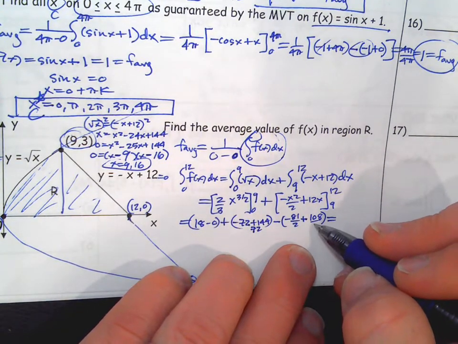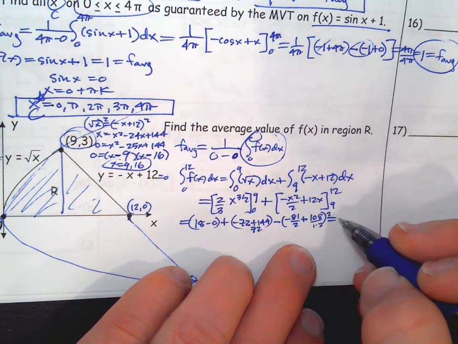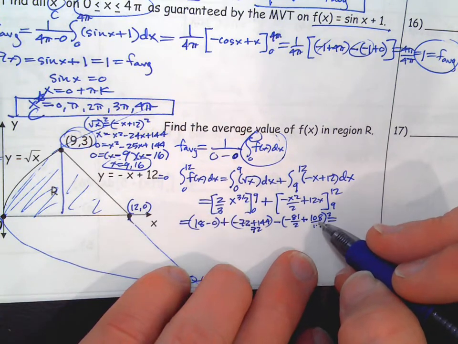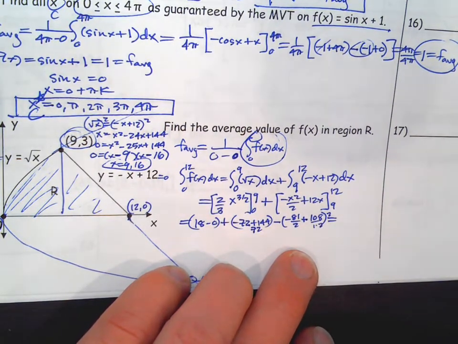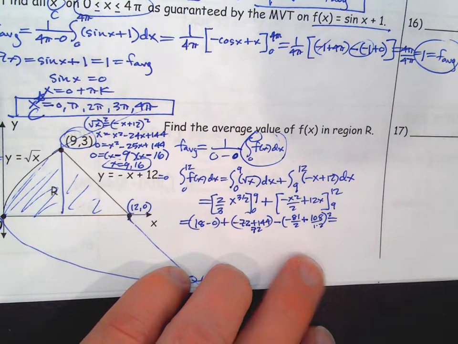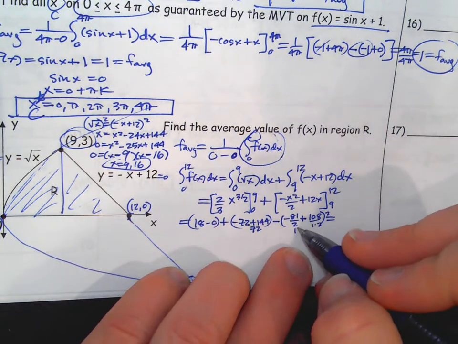This is going to be 216 minus 81, which is 135. So 135 halves.